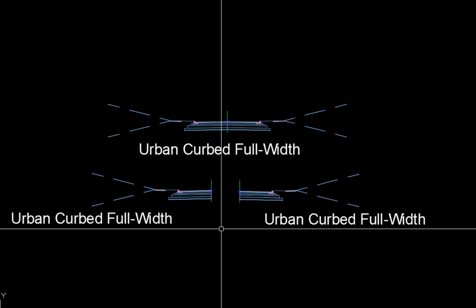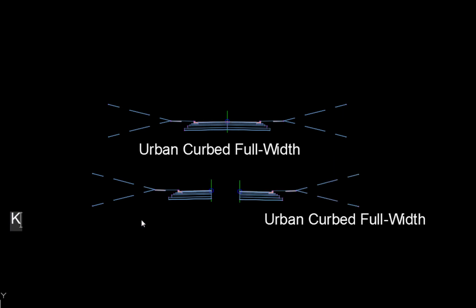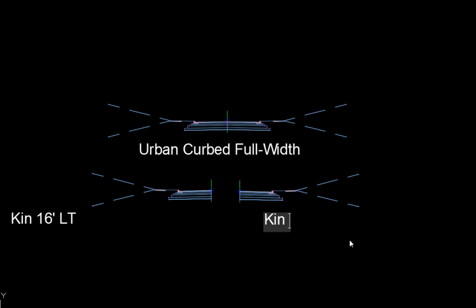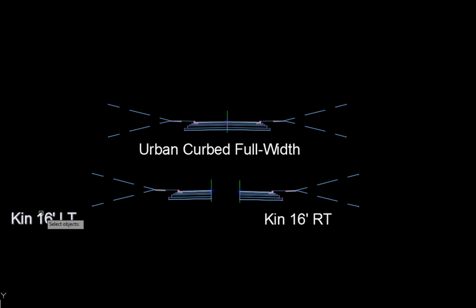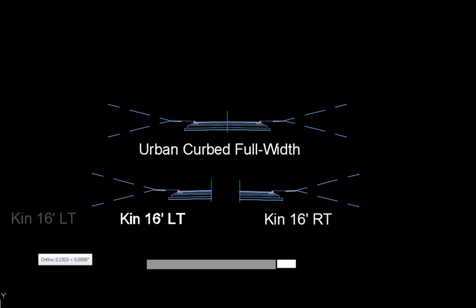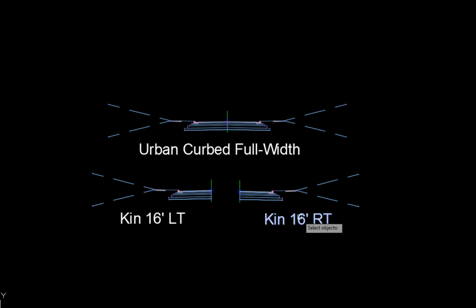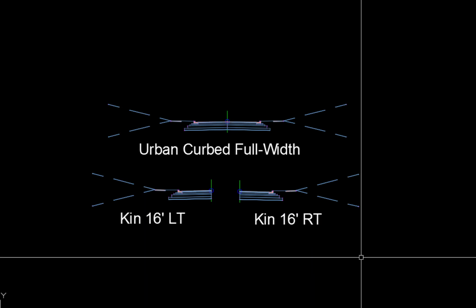Enter. Change the name of the text. Double click a text. Ken 16-foot left. Enter. Double click the name, Ken 16-foot right, enter. M to start move command, pick the name, move to the center of the assembly, enter. Pick the other name, move to the center assembly.